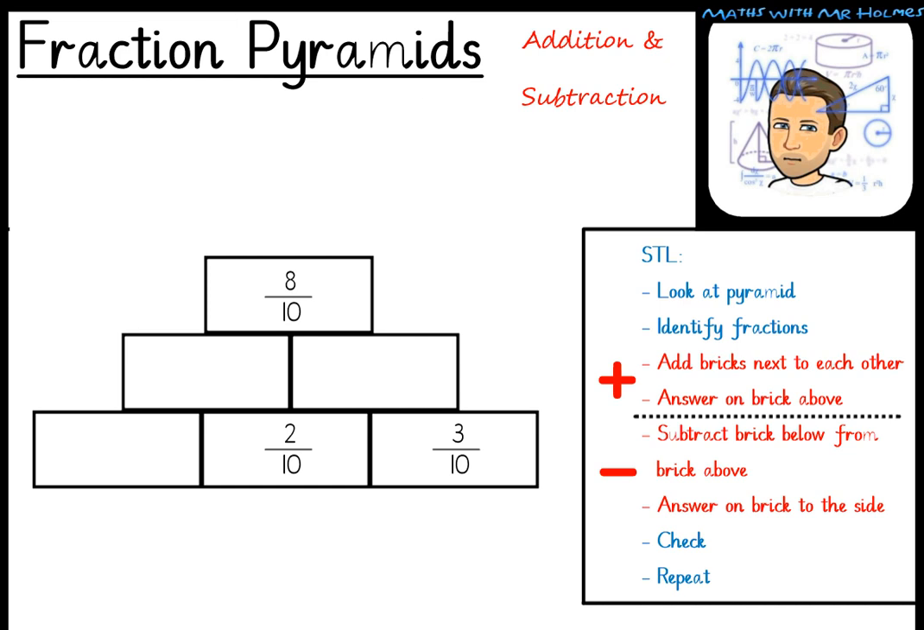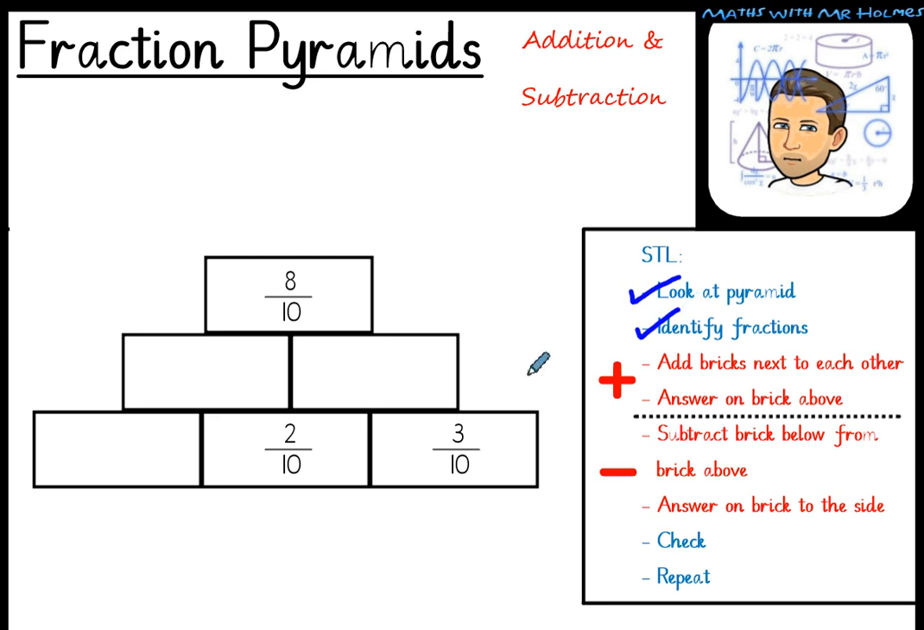Okay, our puzzle today. Let's look at the pyramid. We have a fraction on the top, and then we have two fractions on the bricks at the bottom. And then we've got 3 blank ones. Let's identify our fractions. 8/10 here, 2/10 and 3/10 on the bottom. They're all common denominators.